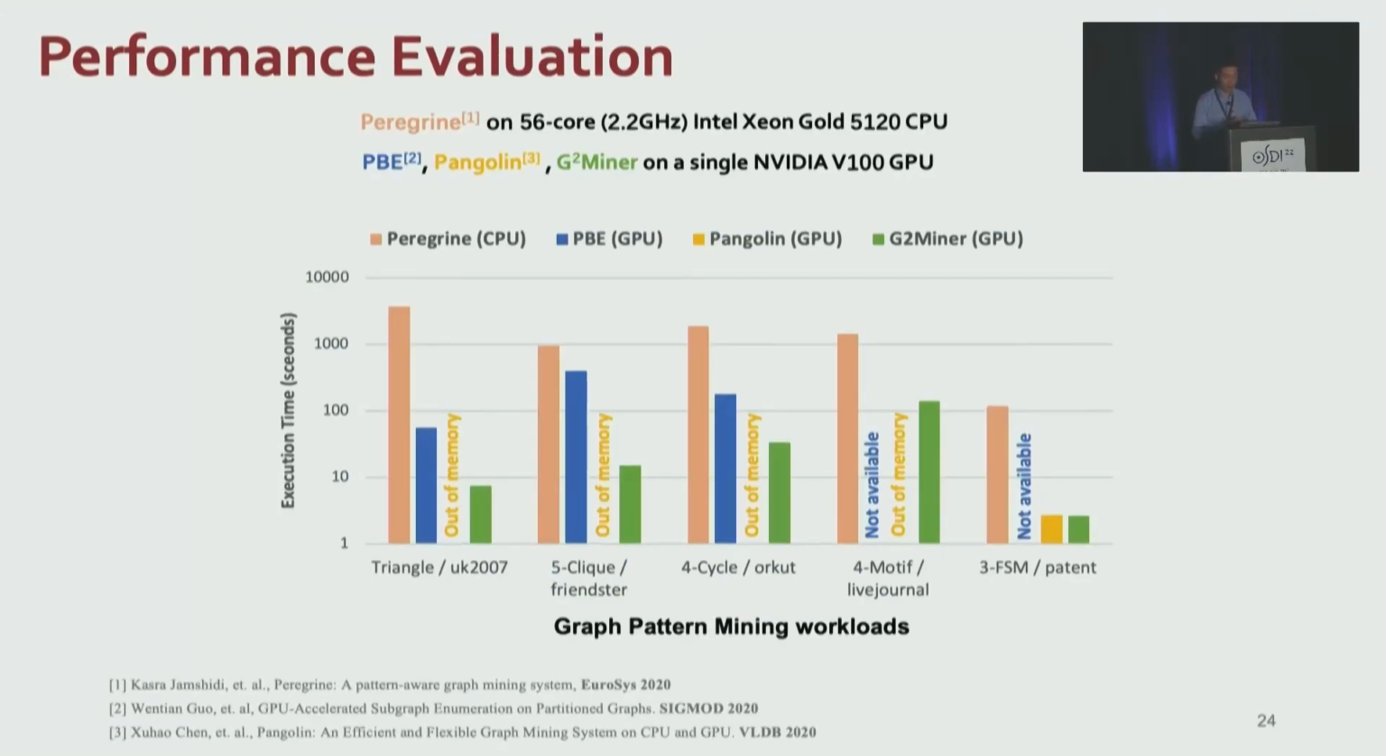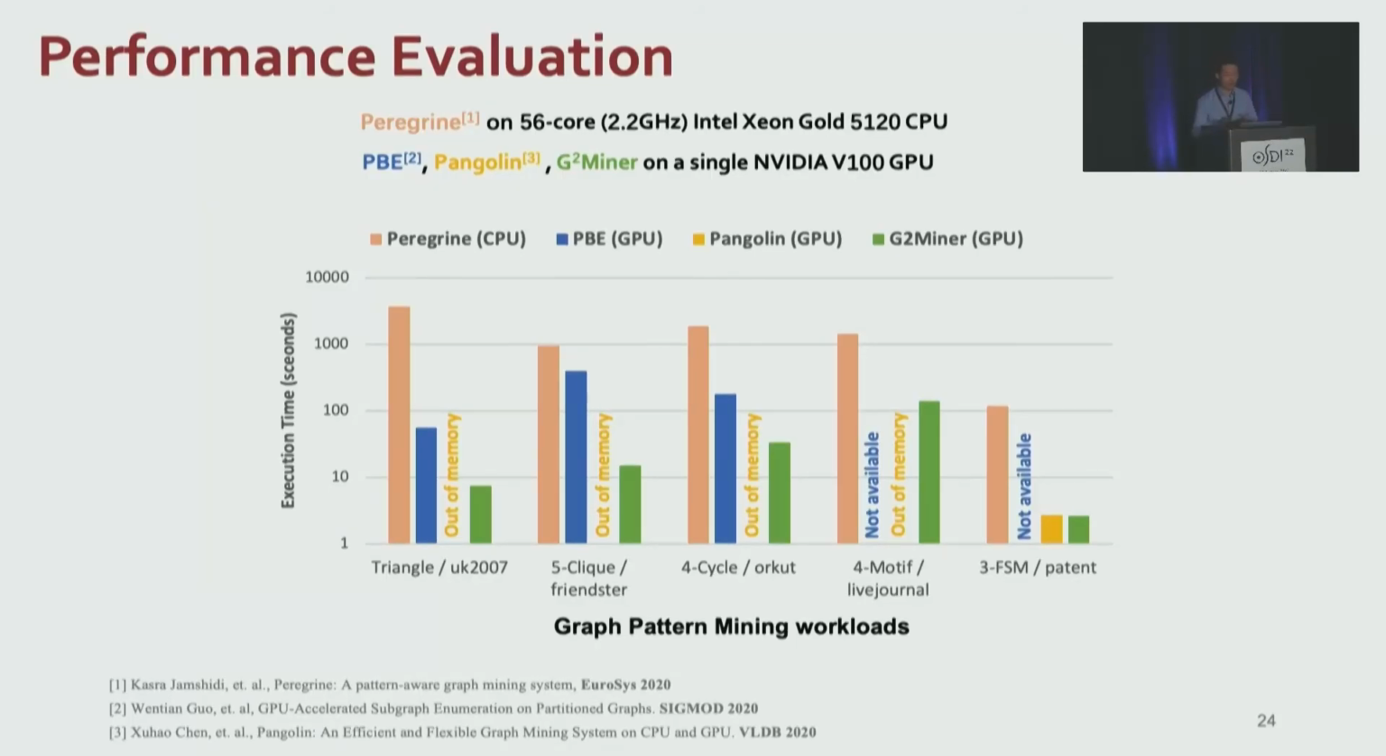OK, now let's look at how G2-Miner performs. We compare with the state-of-the-art systems Peregrine, PBE, and Pangolin. Peregrine is a CPU-based system, and all the other systems are GPU-based. In this figure, the x-axis shows the different graph pattern mining workloads. The y-axis shows the execution time in log scale. Lower is better. So we can see that G2-Miner on GPU is 1 to 3 orders of magnitude faster compared to Peregrine on the CPU, thanks to the high efficiency we achieve on the GPU using these optimizations.